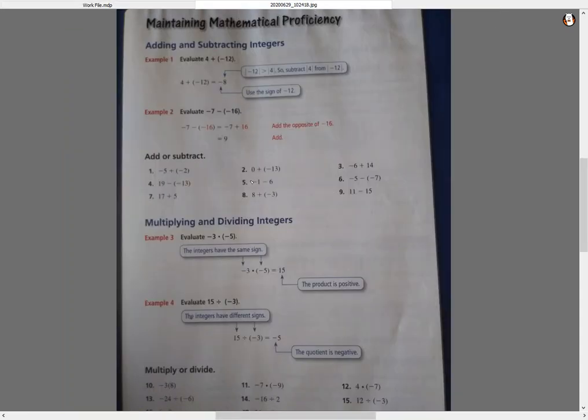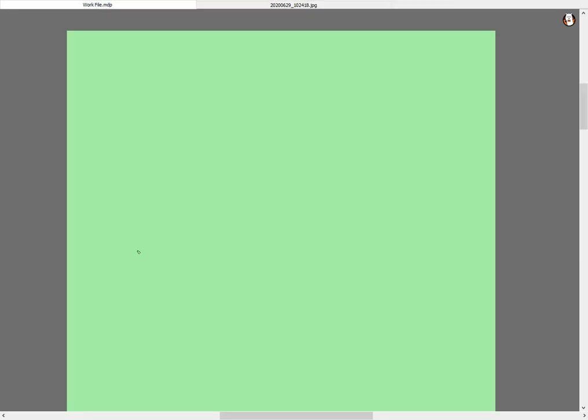Let's look at the next problem. Negative 1 minus 6. So again, same thing. Negative 1 minus 6. So the first thing I'm going to do is I'm going to go, subtraction. Not a fan of that. So I'm going to make that plus negative 6. So now this is negative 1 plus negative 6.